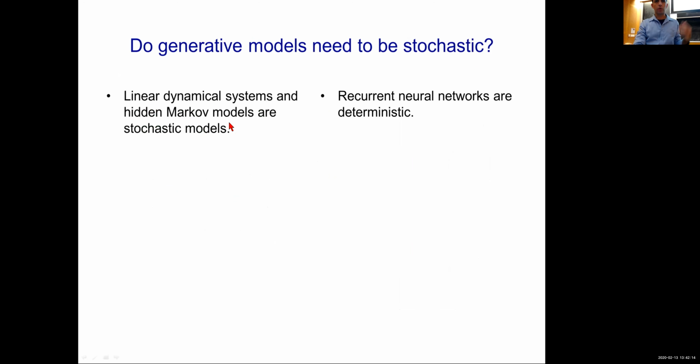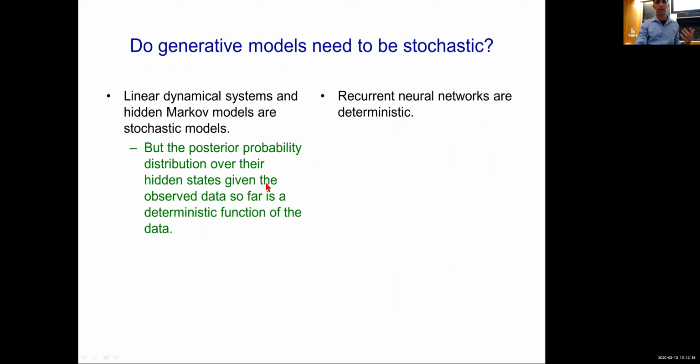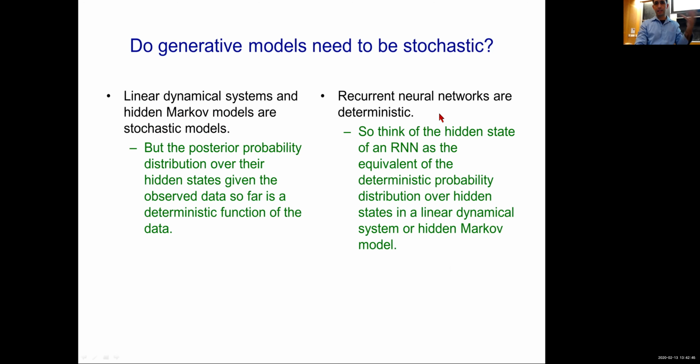Do they have to be stochastic? These linear dynamical models and these hidden Markov models are stochastic. Their posterior probability distribution over the hidden state, given the observed data, is however a deterministic function of the data. So yes, there's a probability distribution, but you can compute that probability distribution perfectly given the data. In other words, there's no uncertainty as to what the probabilities are. In the same way, these recurrent neural networks are deterministic, but we can think of their hidden state as the equivalent of this deterministic probability distribution over the hidden states in either these linear dynamical systems or these hidden Markov models. So the computation of that probability distribution is a deterministic computation.